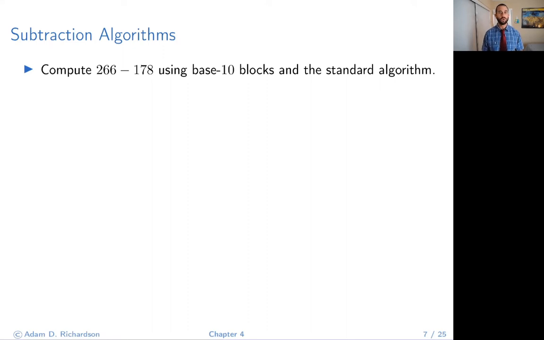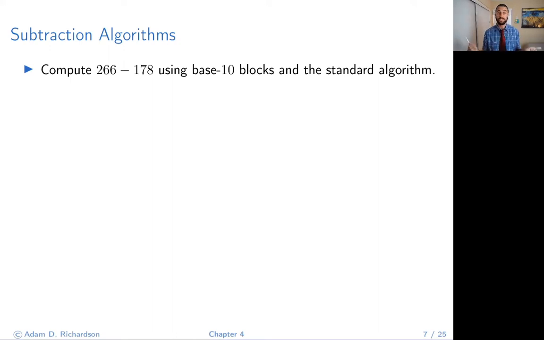Subtraction is usually more difficult for students, and I find that it's more difficult for them, honestly, because they get locked into the symbols again. Subtraction in particular just seems really hard when you're locked into the symbols, and if you have no conception of the size of those numbers, it's really hard to calculate it. Hopefully, I'll be able to show you some neat tips and tricks here in this section. But let's go ahead and do this. Let's compute 266 minus 178 using base 10 blocks and the standard algorithm.